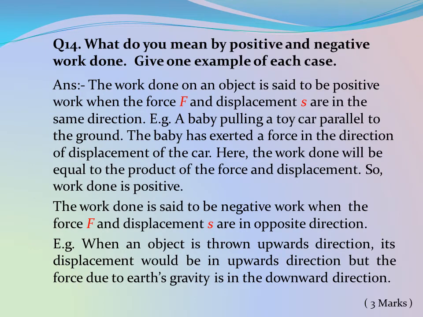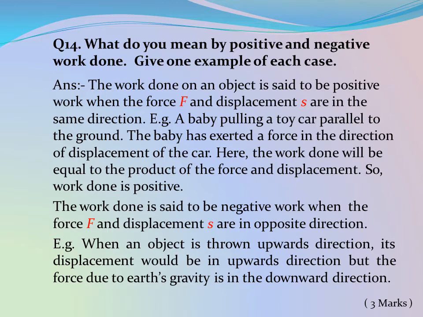Question number 14. What do you mean by positive and negative work done? Give one example of each case. Answer: the work done on an object is said to be positive work when the force F and displacement S are in the same direction. Example: a baby pulling a toy car parallel to the ground. The baby has exerted a force in the direction of displacement of the car. Here, the work done will be equal to the product of the force and displacement, so work done is positive.